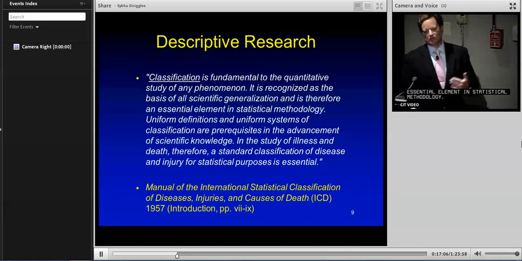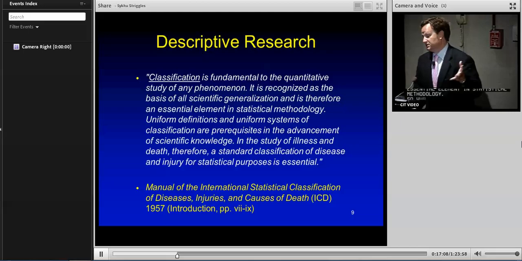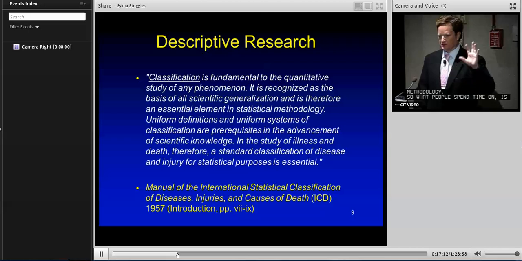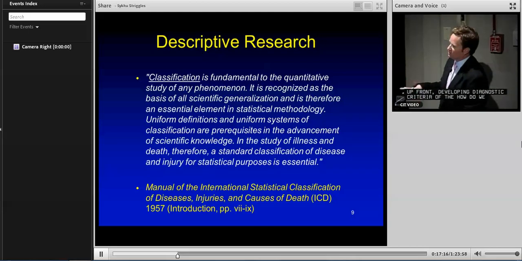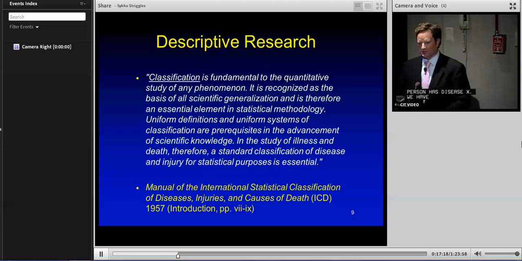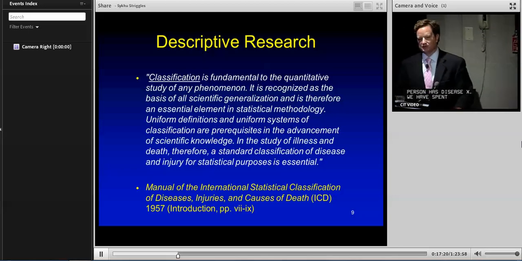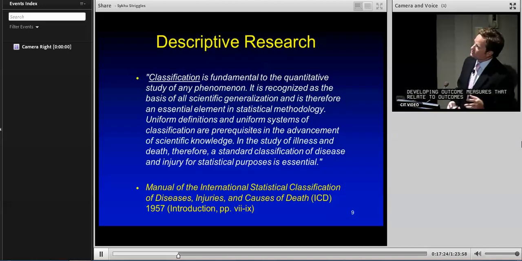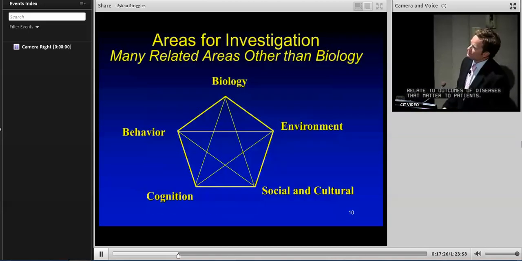So what people spend an awful lot of time on, and it's appropriate, is upfront developing diagnostic criteria. How do we know a person has disease X? What we have spent less time on over the years is developing outcome measures that actually relate to outcomes of disease X that actually matter to patients. And so you'll hear some more about that during this course as well.